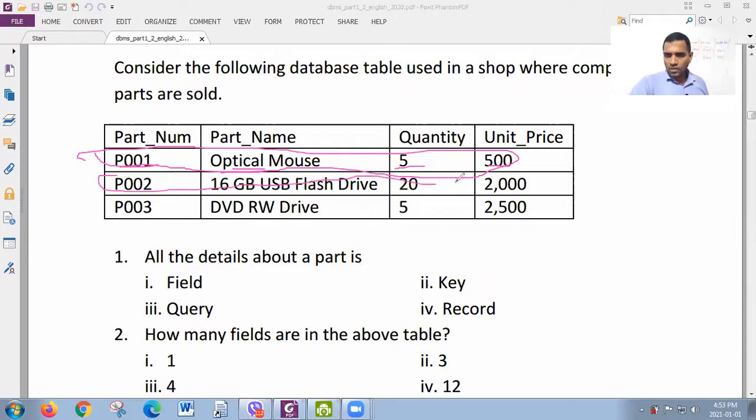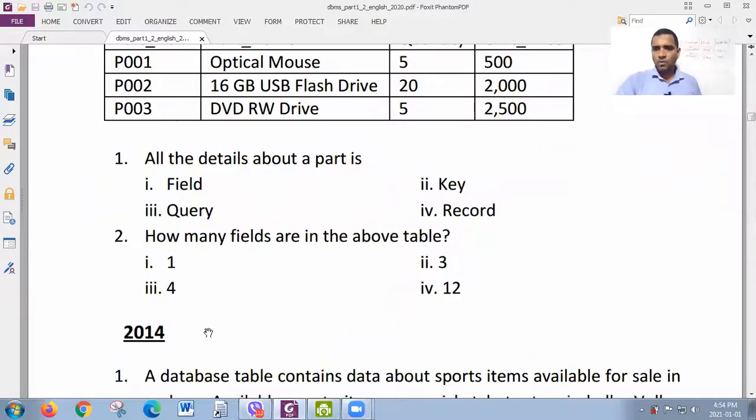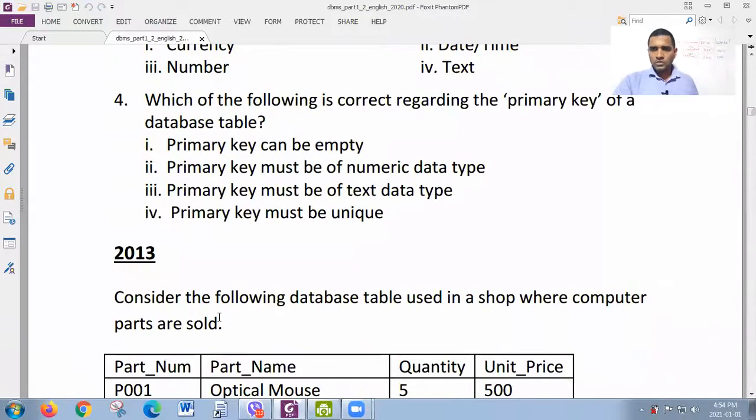Even in the second record, the data about the flash drive are there. In the third record, data about the DVD drive are there. So don't forget, it is record. Okay, answer: record. Second, how many fields are in the above table? It's too easy, isn't it? These are not questions to be asked in exams. You have part number, part name, quantity, unit price. So there are four fields, right? How many records are there? Three records. So here the answer is four, because the question is about fields. So four fields; only two questions are there in 2013.